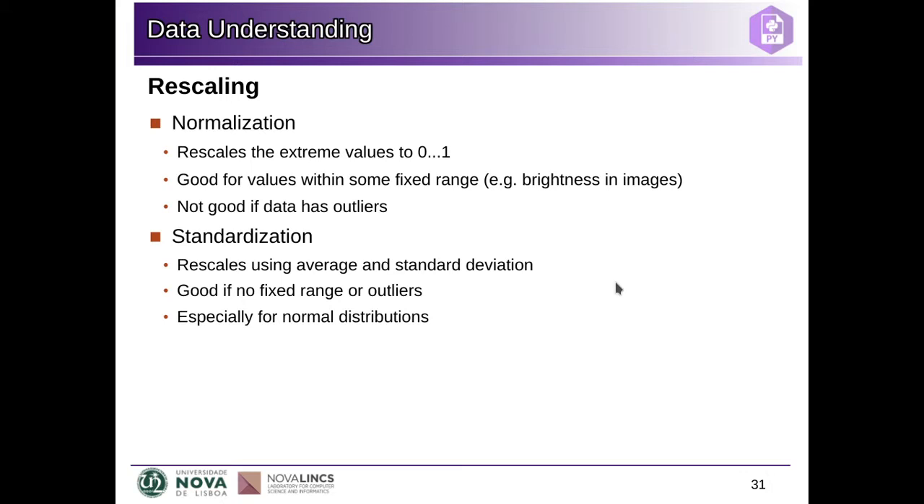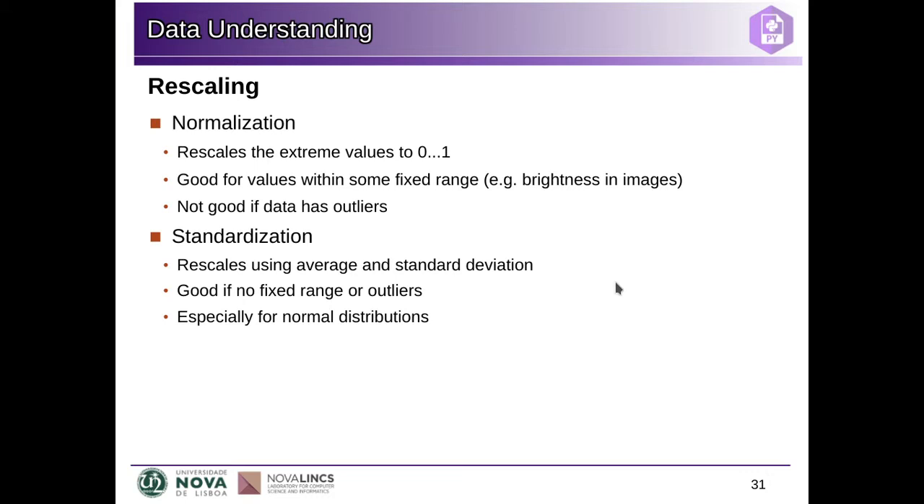For example, suppose that you're dealing with an image, and you know that each pixel, each color goes from 0 to 255 or something like that. And if you have a fixed range, then mapping that into 0 and 1 could make sense. It's not very good if data has outliers, because then the outlier will be at 1 or 0, and the rest of the data will be all compacted somewhere inside that range.